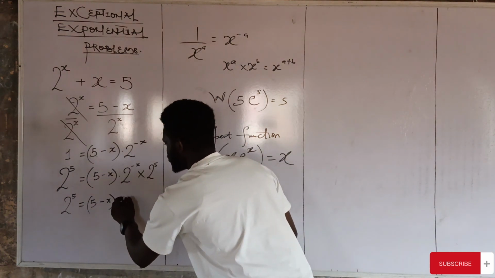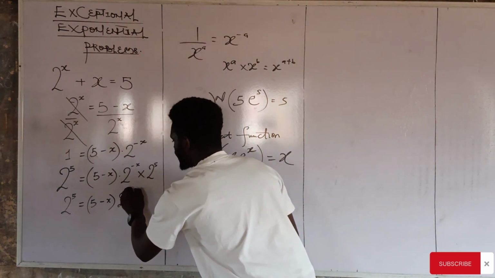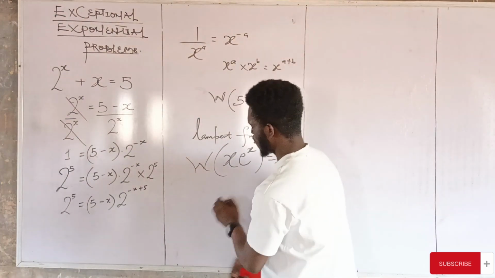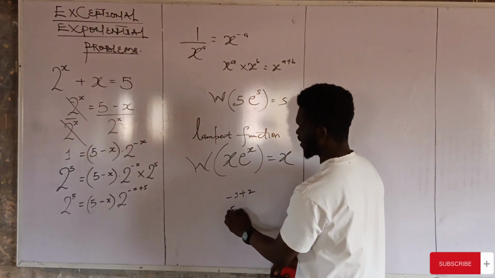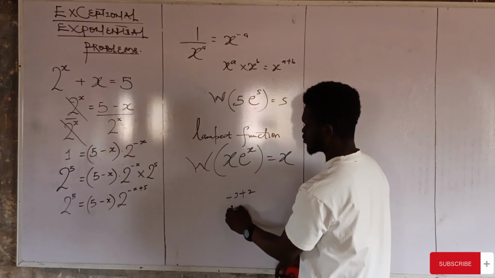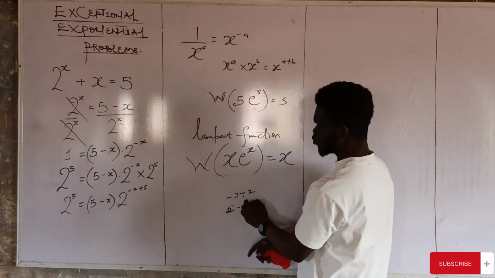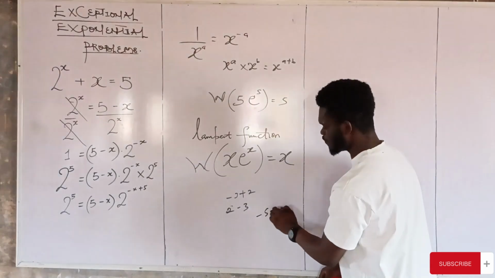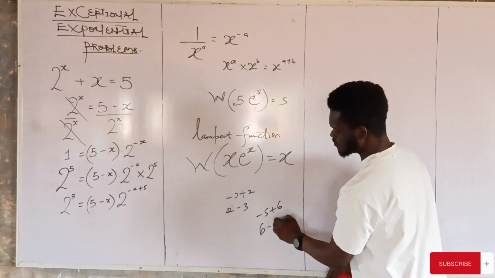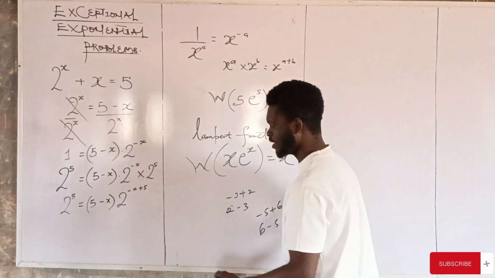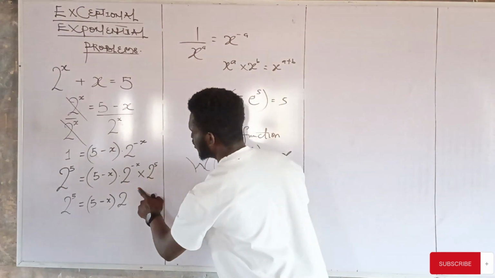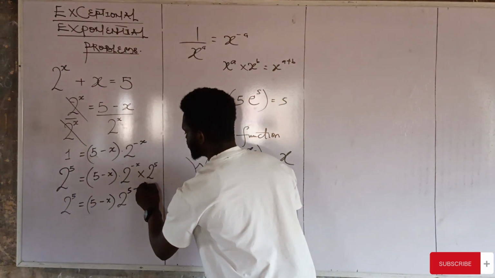When these two multiply each other, we have 2 to the power of minus x plus 5. And don't forget, minus 3 plus 2 is the same as 2 minus 3. So minus 5 plus 6 is the same as 6 minus 5. That's what we are going to do here now. So we can rewrite this number, which is minus x plus 5, to be 5 minus x.